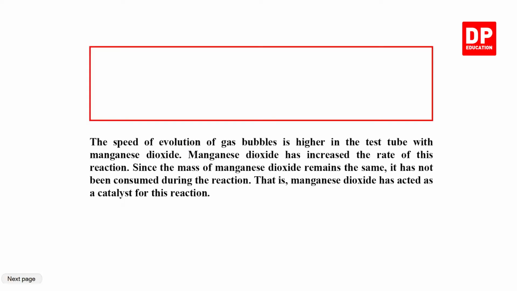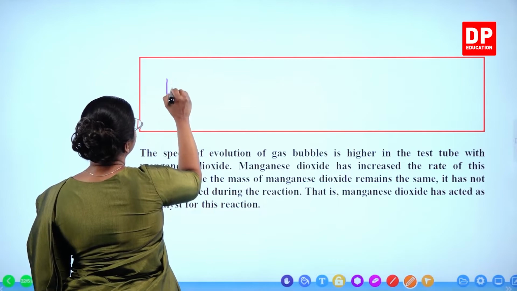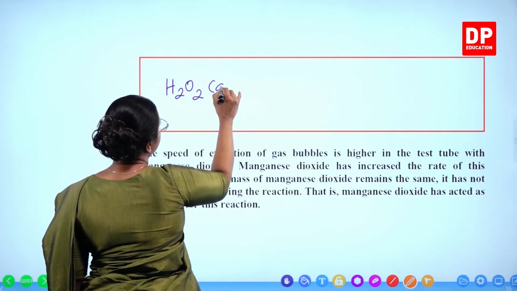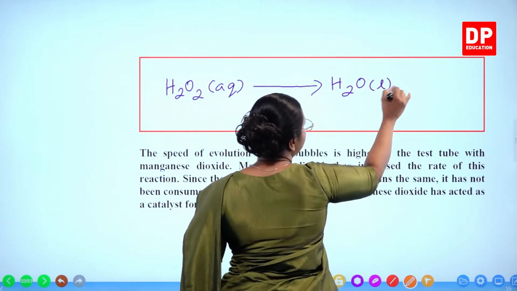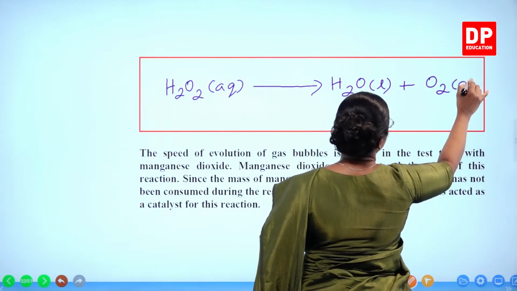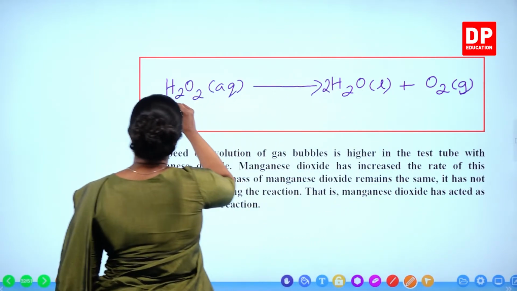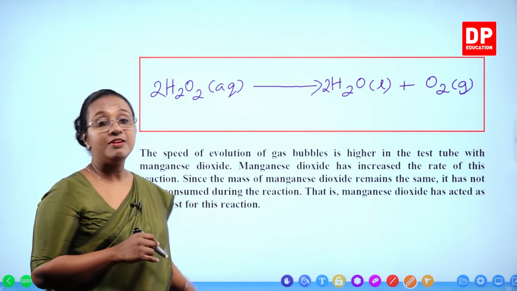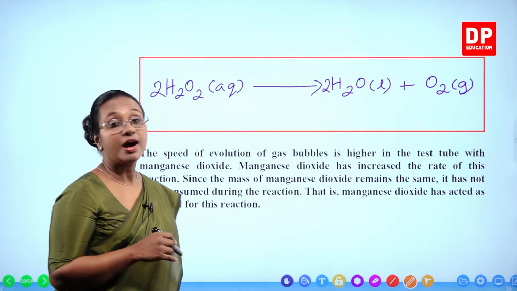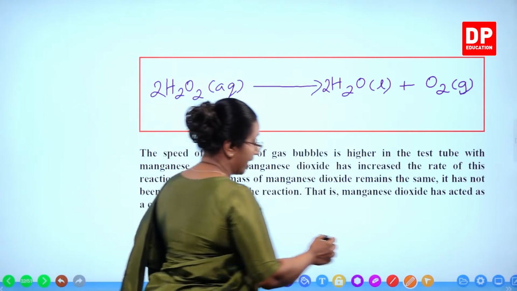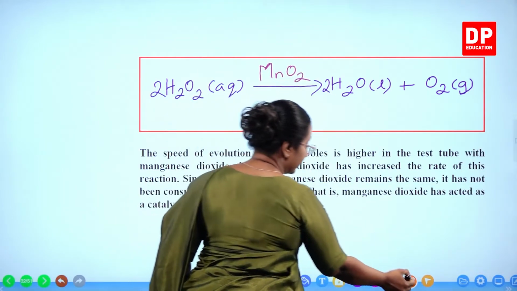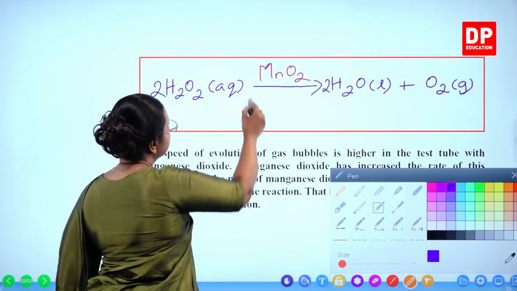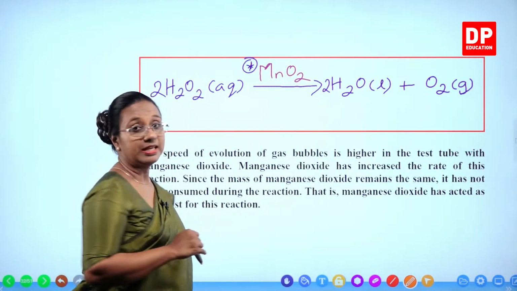Okay. So here again, let me write the reaction for you all. Now we had hydrogen peroxide, H2O2, aqueous. From that we get water, that is a liquid, and oxygen, that is a gas. To balance the equation, we need 2 hydrogen peroxide giving rise to 2 H2O and 1 oxygen. For this reaction, we used manganese dioxide, that is MnO2, as the catalyst. So that is the important component here.